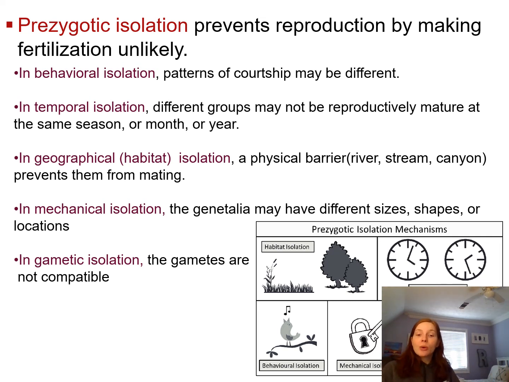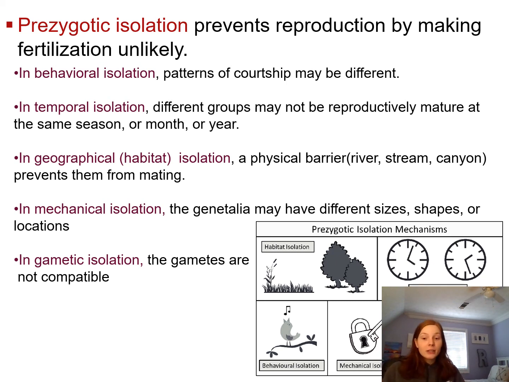Temporal isolation. Temporal means time. So something going on with the timing of their reproductive systems will prevent them from mating. So if they're not reproductively mature at the same season or month or year, then they will not mate with each other. You have geographical, aka habitat isolation. Basically, there is a physical barrier preventing mating from occurring. So there's a canyon in the way, there's a stream in the way, they're in different parts of the world. Anything like that would be geographical isolation.